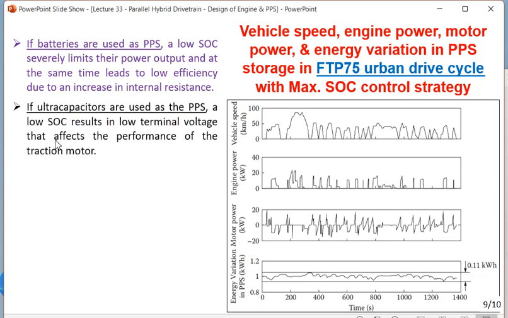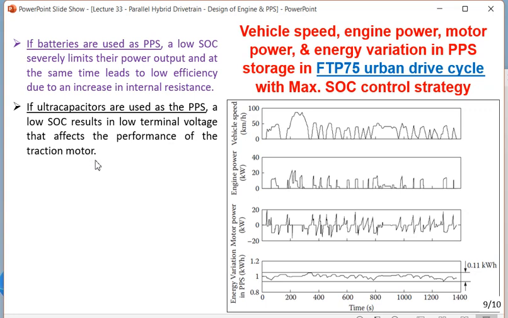Second case: what is the positive or negative point of the ultra capacitor? In this case, the ultra capacitor is used as a PPS, and a low SOC results in low terminal voltage that affects the performance of the traction motor. We saw at the start of this second PPS design part that the PPS energy stored should always be greater than or equal to PM divided by eta M. If an ultra capacitor is used, the PPS terminal voltage is not always very high compared to the motor power. So if an ultra capacitor is used as a PPS, low SOC in the ultra capacitor causes low terminal voltage that affects the performance of the traction motor.